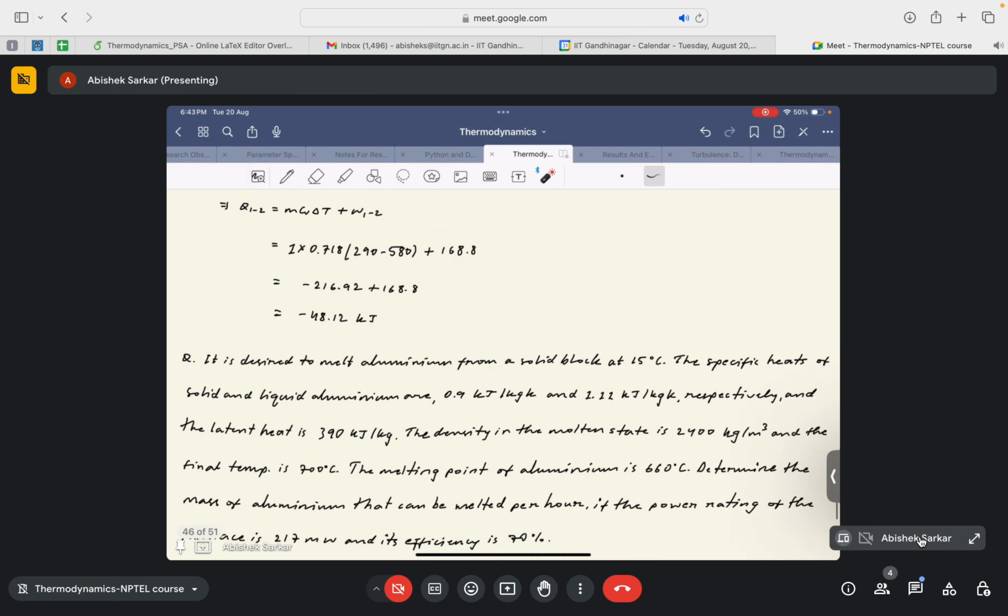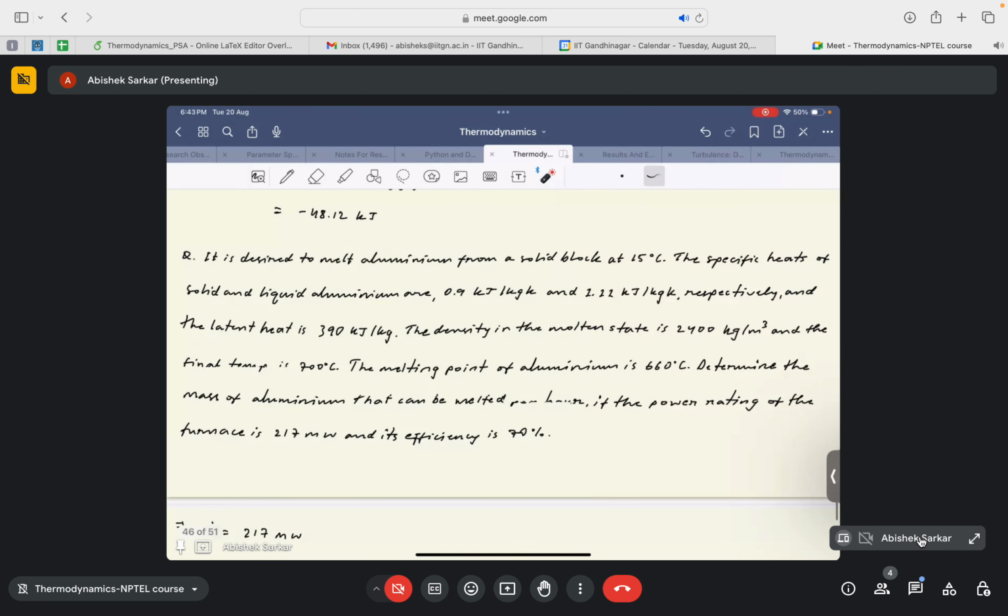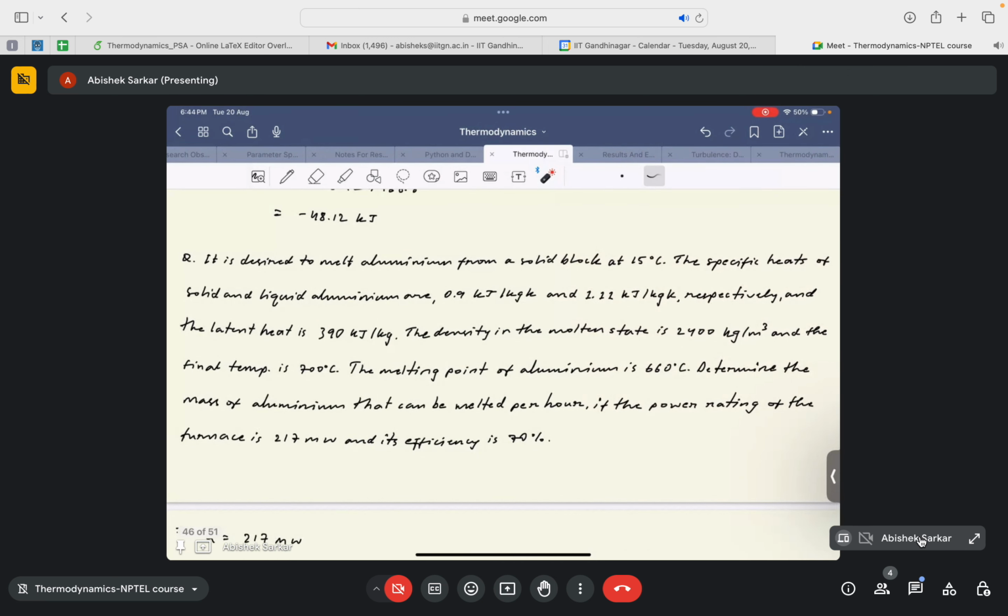So again, let us discuss this problem as well. This is a very interesting problem, because here we get introduced to the concept of latent heat. That's why I thought it would be good to discuss this problem. It is desired to melt aluminium from a solid block at 15 degrees Celsius. So the initial temperature of the block of aluminium is 15 degrees Celsius.